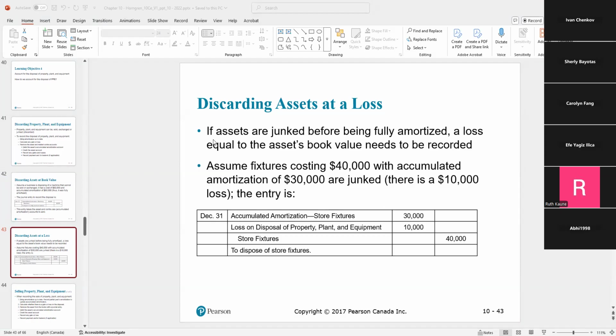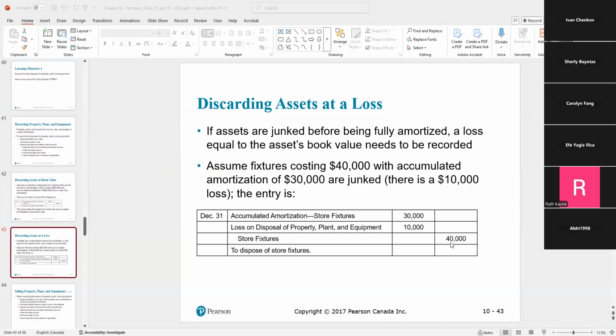Somebody comes and breaks it. I haven't amortized the asset, but somebody broke it. That asset is not usable anymore, so I'm going to throw it away. I cannot use it. Once I throw it away, I have to write it off from my books.